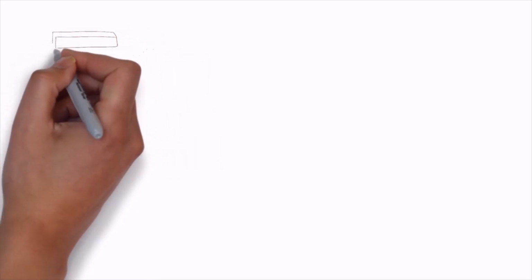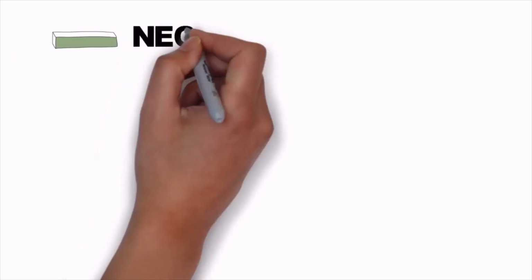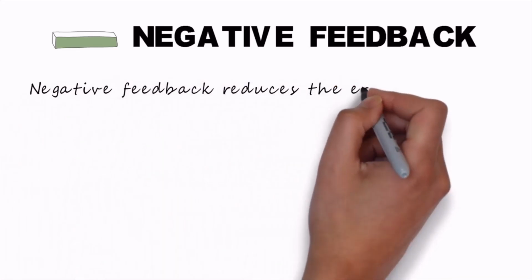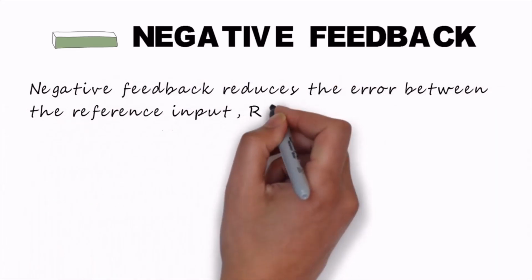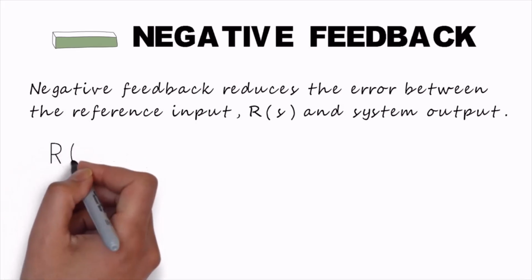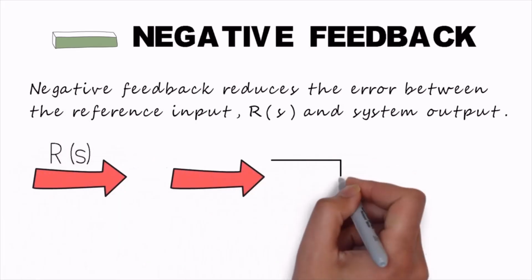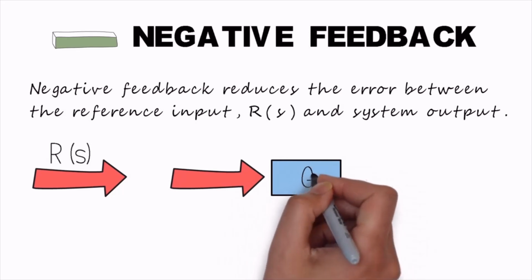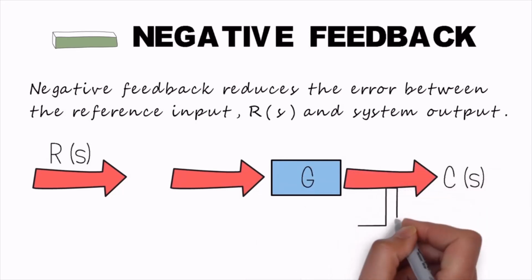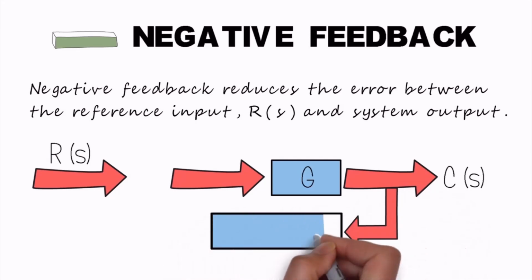Now let us move on to our second feedback, that is negative feedback. Negative feedback reduces the error between reference input and system output. The figure shows the block diagram of the negative feedback control system. This is the input R(s). This is the open loop gain G. This is the output C(s). And this is the gain H of the feedback path.